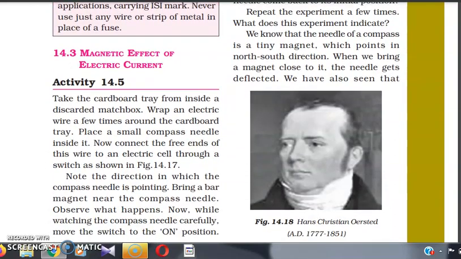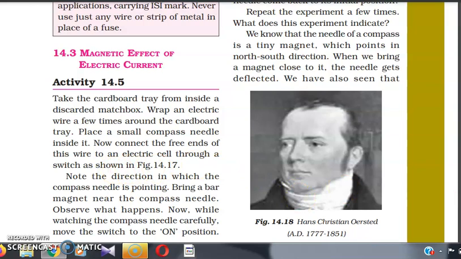Now, after heating effect of electric current, we are going to learn about the magnetic effect of electric current. For that, we are doing one activity, 14.5. Take the cardboard tray from inside a discarded matchbox, wrap an electric wire a few times around the cardboard tray. Place a small compass needle inside it. Now connect the free ends of the wire to an electric cell through a switch as shown in figure 14.17.